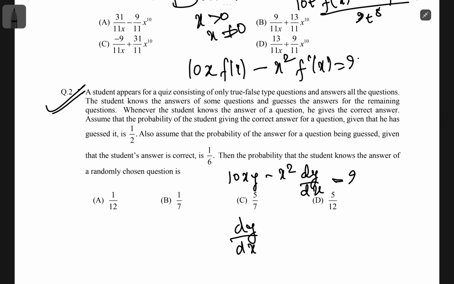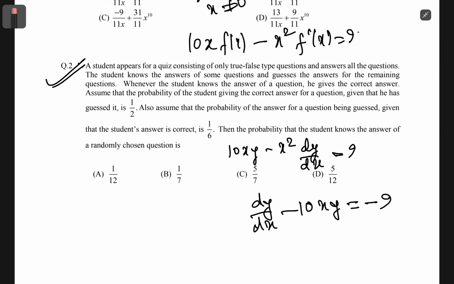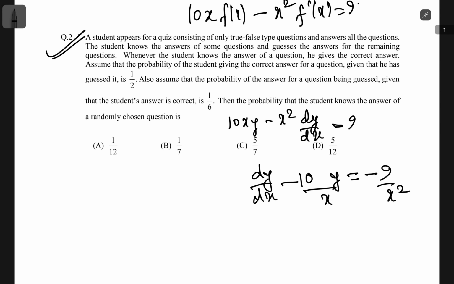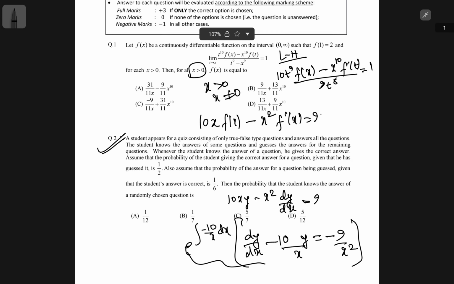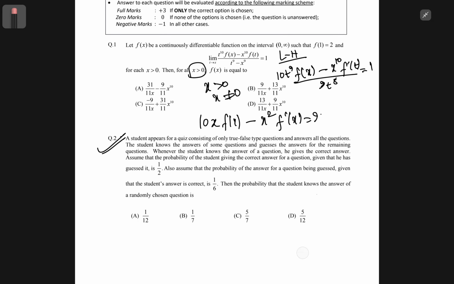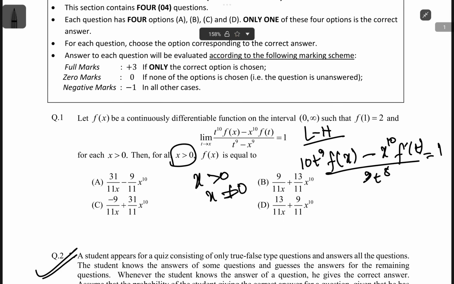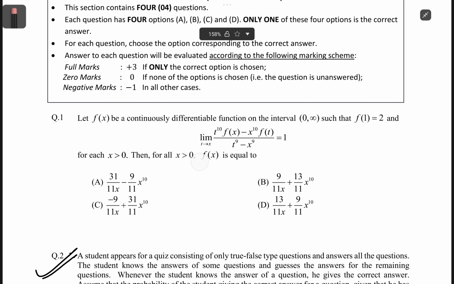So let me just go on and simplify this in a way. And dividing by x square, I should get this. And yeah, I think this is pretty much solvable, so I should leave it here. You know how to do the calculation for the integrating factor. This is a simple linear differential equation, and the answer would come out to be B for this one.